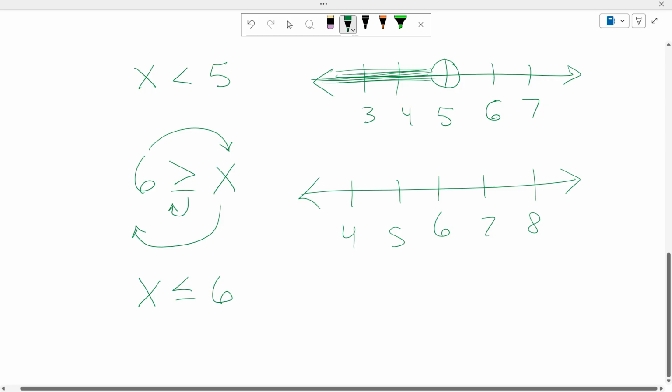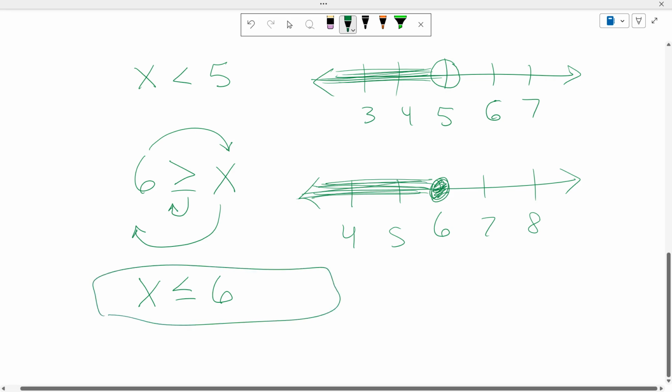So, what type of a circle is at 6? A filled-in circle is at 6. It's pointing to the left, so you shade to the left, because the arrow is pointing that way. That's the way we shade. That's why we turned everything around, so we could get it right.